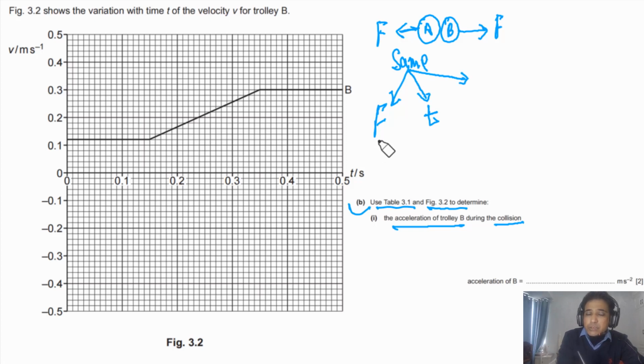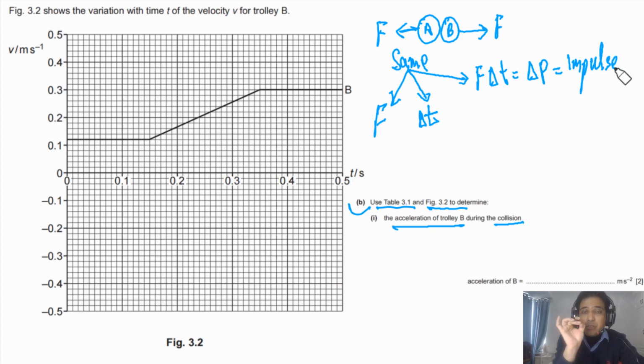Now what else is the same? If force is the same, net force on the two bodies is the same, time is the same. So we can also write this is delta t. It means force times delta t also is the same for trolley A and trolley B. So it simply means that the change in momentum of these two trolleys will be the same, meaning the momentum will change by the same amount but in opposite directions. So we can also say this one is impulse. The impulse on trolley A and impulse on trolley B will be the same.